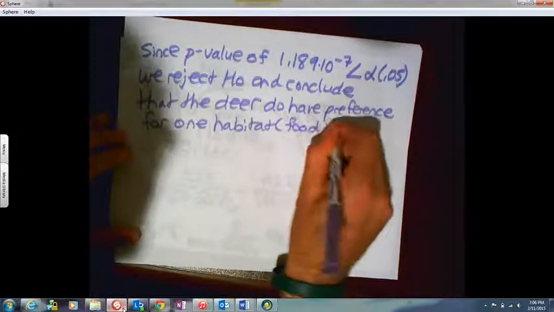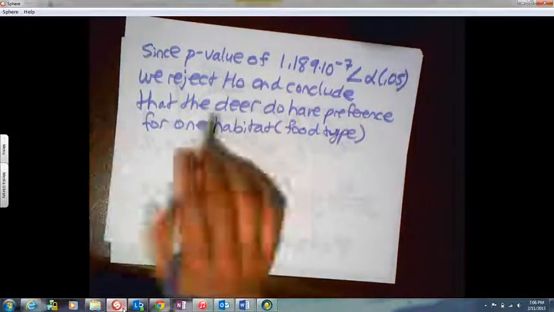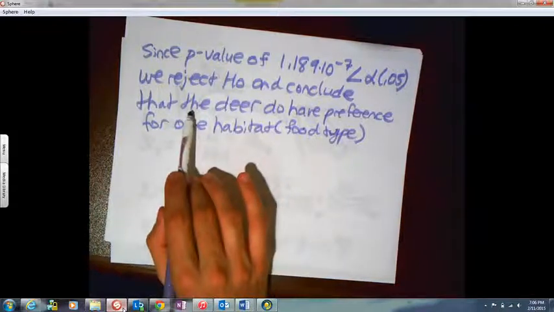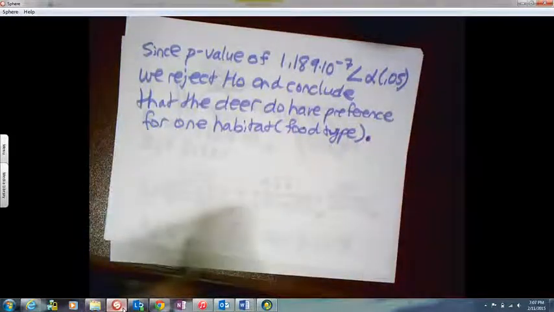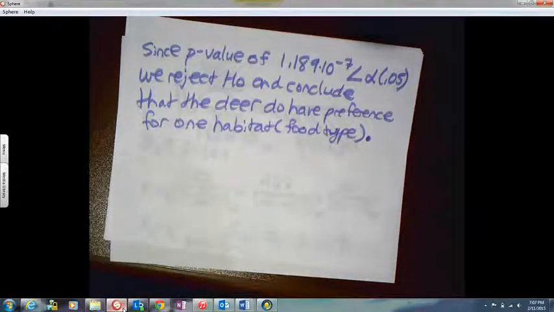You could also have said we conclude that there is statistically significant evidence that the deer do have a preference. If you wanted to put the word significant in there, that would be totally fine. So here you go, folks. This is a video of problem number 2.